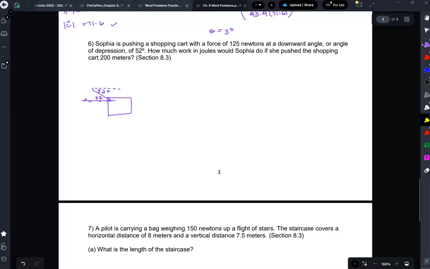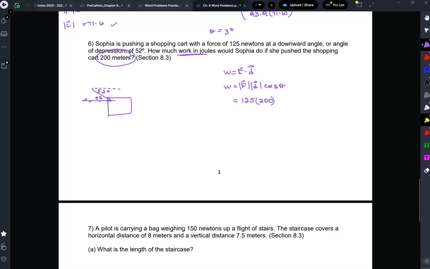So we want work. In a situation like this, we know work is F dot D. When I'm given the angle and the magnitude, it's best to do F D cosine theta. So in this case, the magnitude of the force is 125. The distance it moves is 200. And then cosine of 52, and this will be 15,391.50 joules. Okay, next.